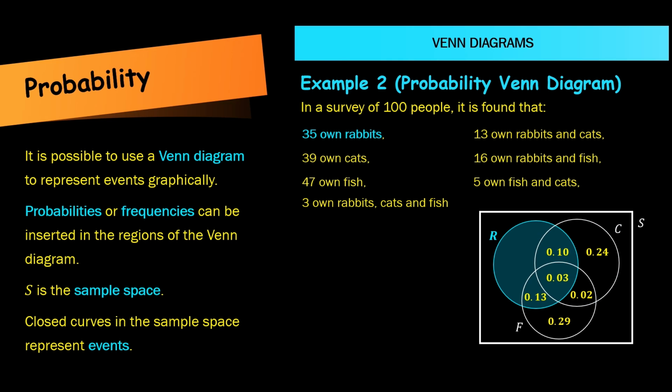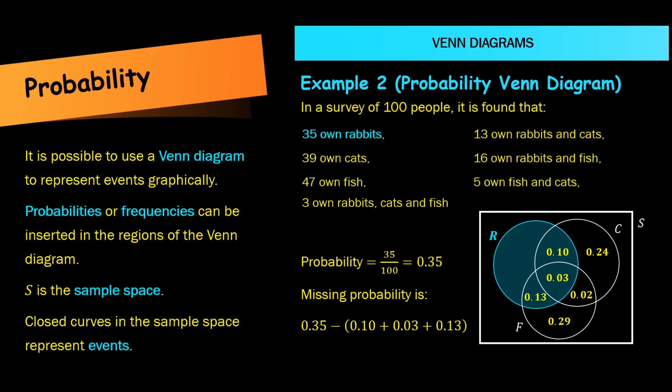And for the rabbits, we have that 35 people own rabbits. So the probability that somebody owns a rabbit is 35 out of 100, which is 0.35. And therefore the missing probability in the shaded region is 0.35 minus all these other probabilities in the shaded region, which is 0.09. And we plug that in as shown.